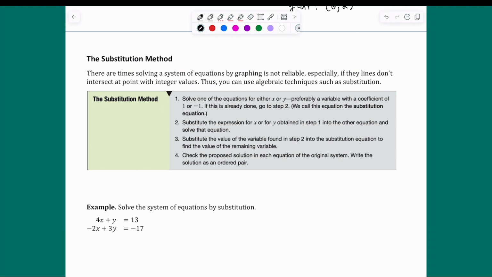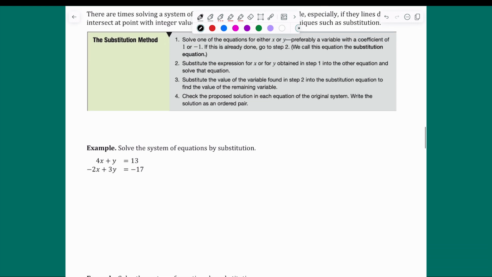Step 1, solve one of the equations for either x or y, preferably a variable with a coefficient of 1 or -1. If this is already done, go to step 2. We call this equation the substitution equation. Step 2, substitute the expression for x or for y obtained in step 1 into the other equation and then solve that equation. Step 3, substitute the value of the variable found in step 2 into the substitution equation and then find the value of the remaining variable.